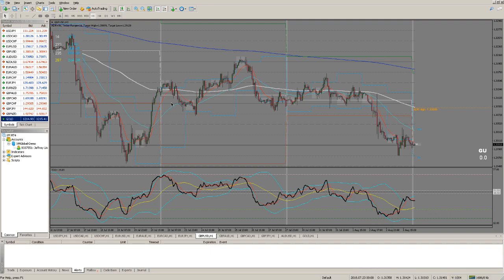So 3 times ADR would be your 3 levels. Okay, so that's what I look for when I'm counting my ADRs and counting my levels. I go by the EMA crosses, and I also go by the ADR value. So I look from peak to peak, like from here to here.